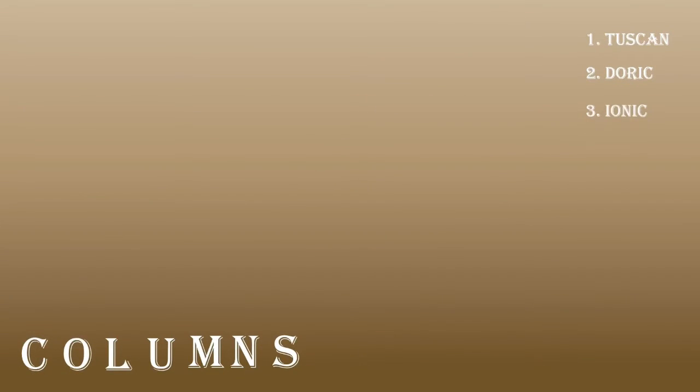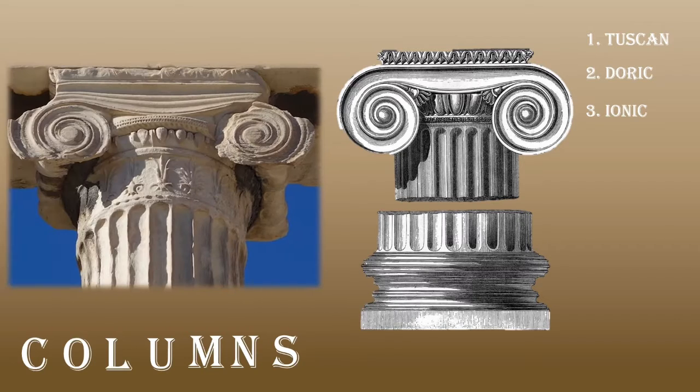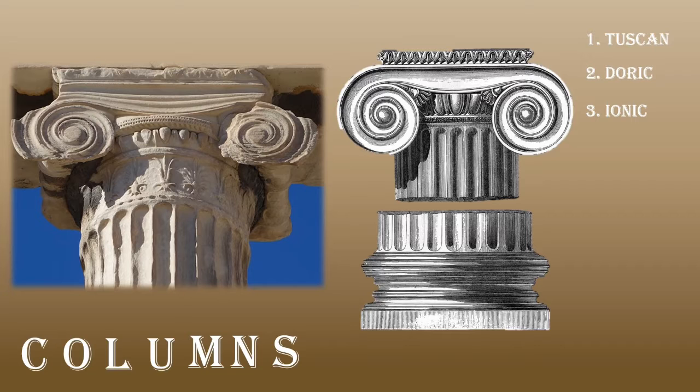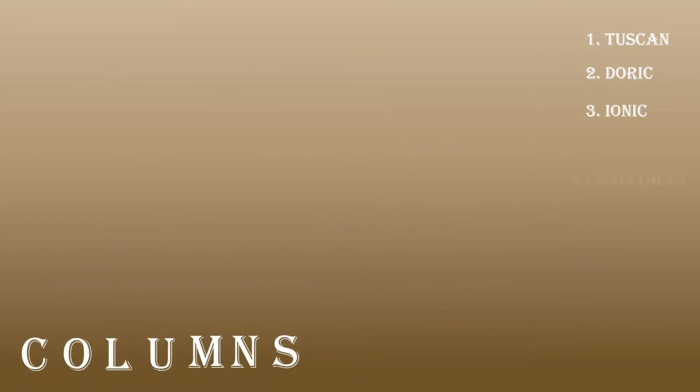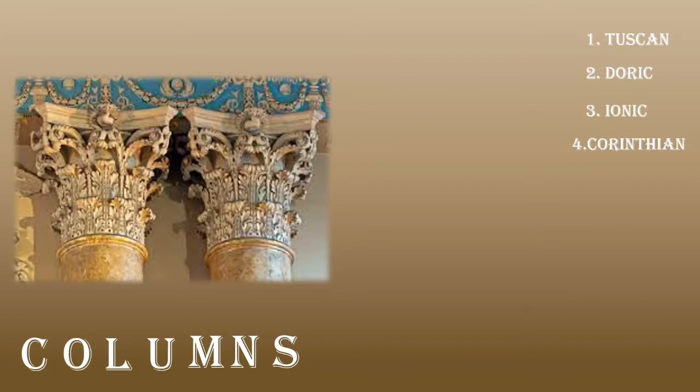The Ionic is characterized by its more slender and taller column that has a scroll-shaped ornament on the capital, which sits at the top of the column shaft. It is said to be the feminine response to the earlier Doric order. Corinthian, on the other hand, is more ornate, slender, and sleek of the three Greek orders.